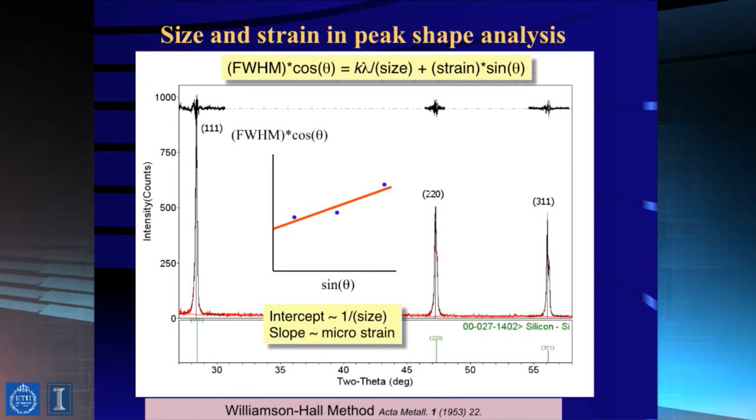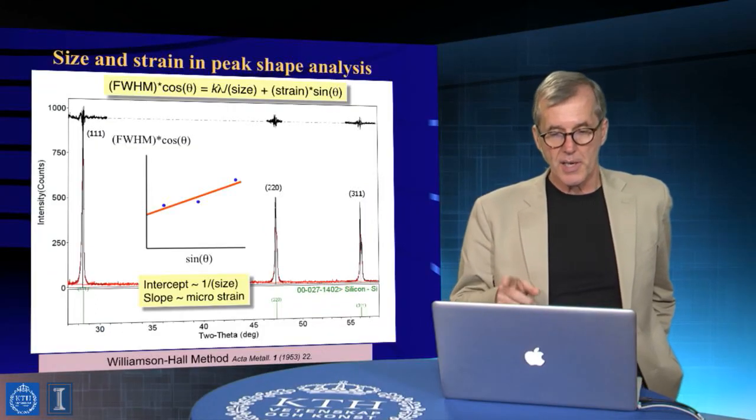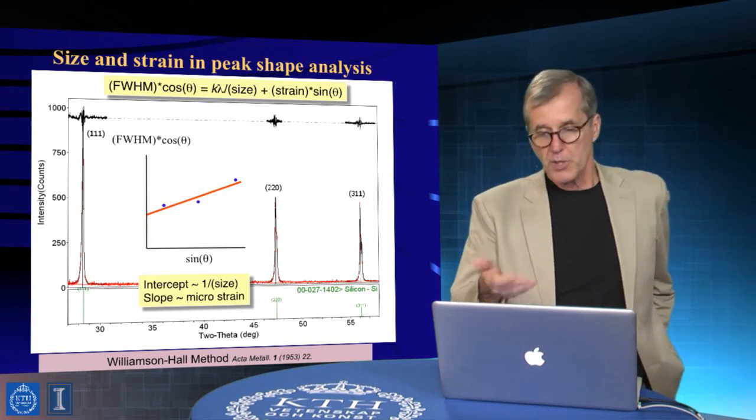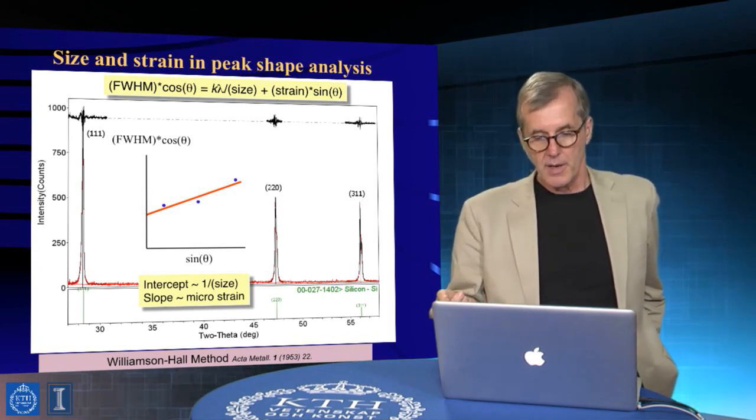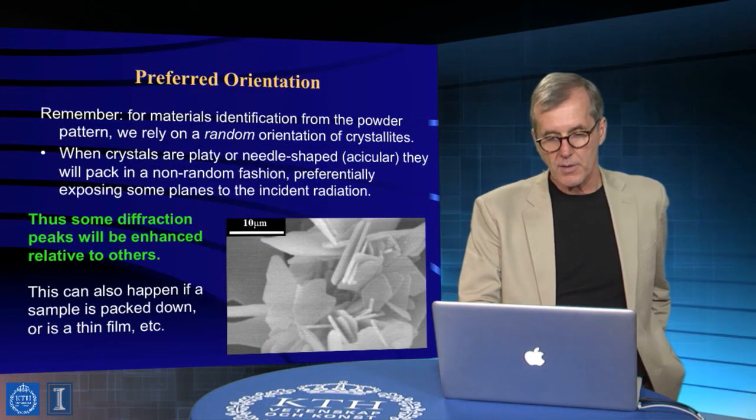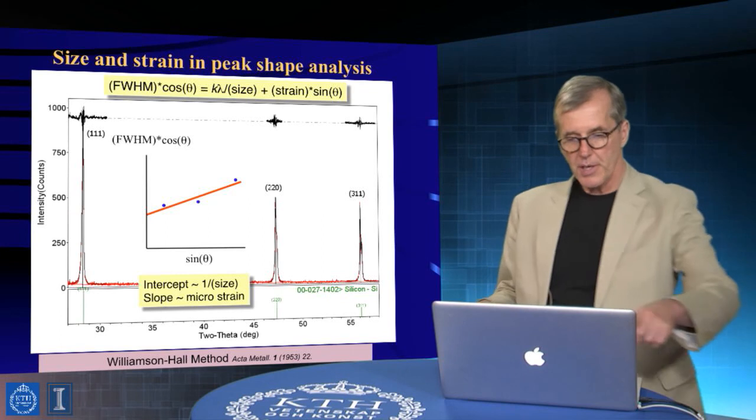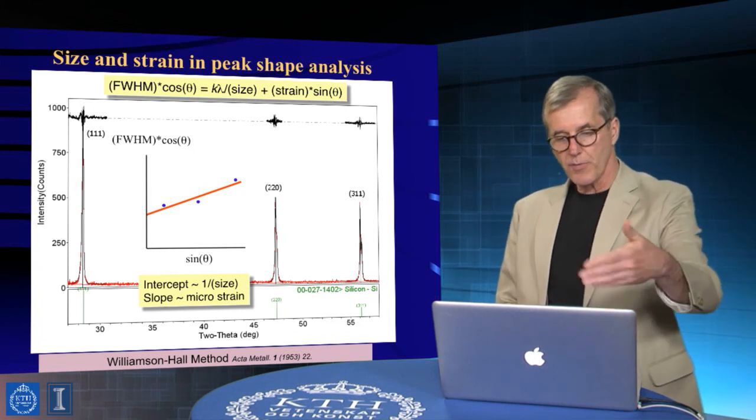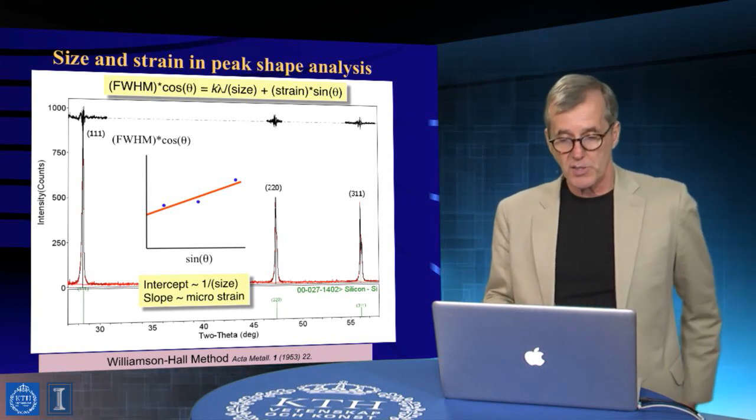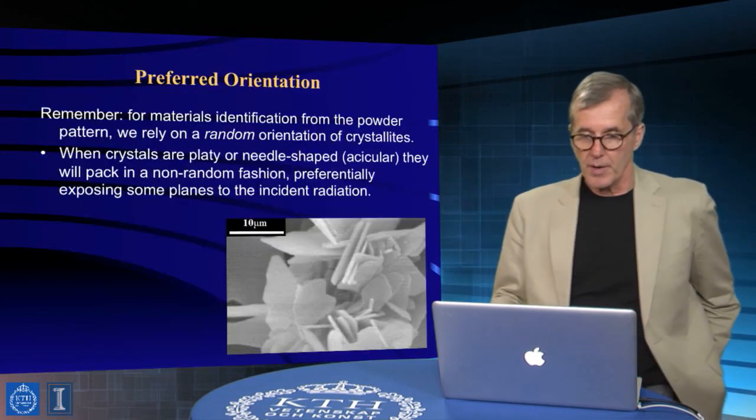Because basically, if you measure strain as a function of angle, you're also going to measure the size of the crystallite as well, right? So you can measure both size and strain parameters in this class of measurement just by applying the geometric analysis that's shown here on this slide. When you do that, you can say from the intercept what the crystallite sizes are, and from the slope what micro strains exist within those average crystallites. All right, preferred orientations.